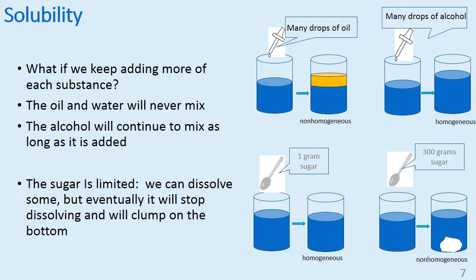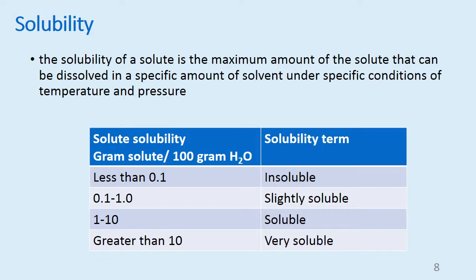So with some solvents you can have mixtures that can dissolve any amount of solute, or sometimes you can have a solute where it's limited. It stops dissolving at a certain point. The solubility then is a measure of how much solute can be dissolved in a specific amount of solvent.